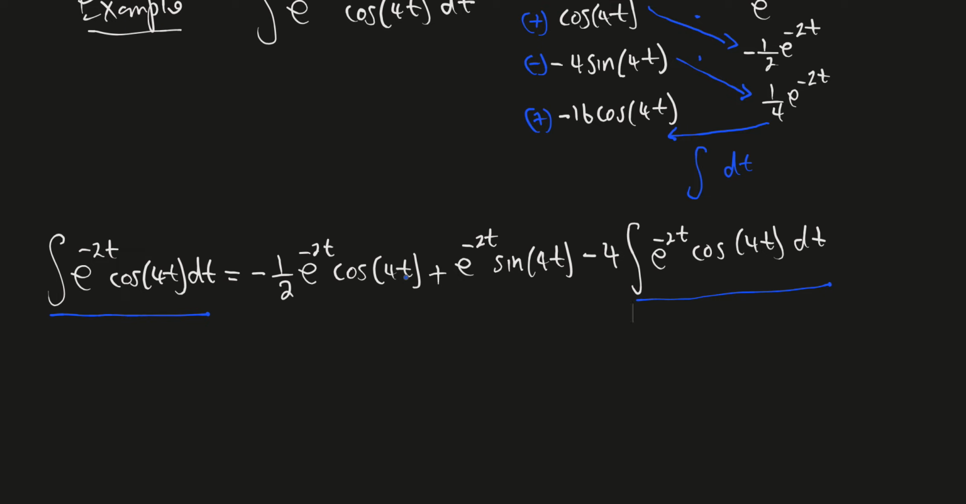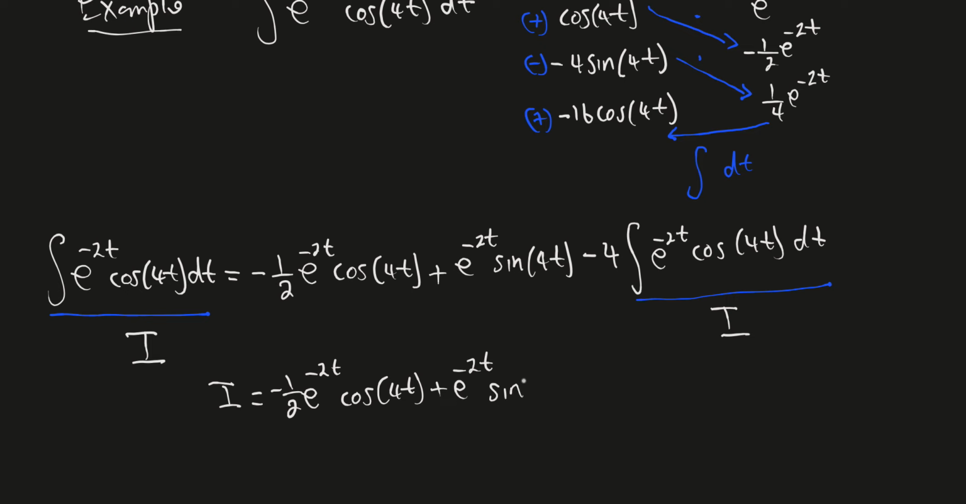So again, if you like that idea of labeling the antiderivative as just an I, just to help you with the algebra, you can certainly do that. Right? So let's write the equation now in terms of I. So I is equal to negative 1/2 e to the negative 2t cosine of 4t plus e to the negative 2t sine of 4t and then minus 4I.